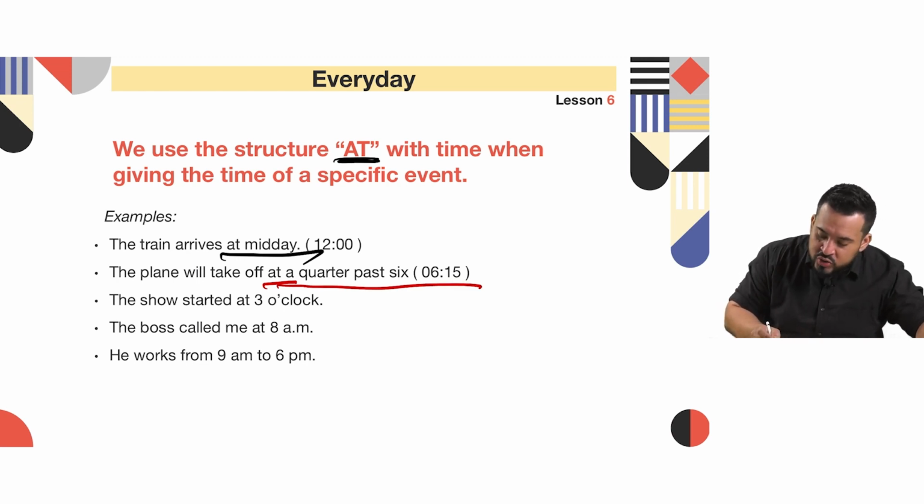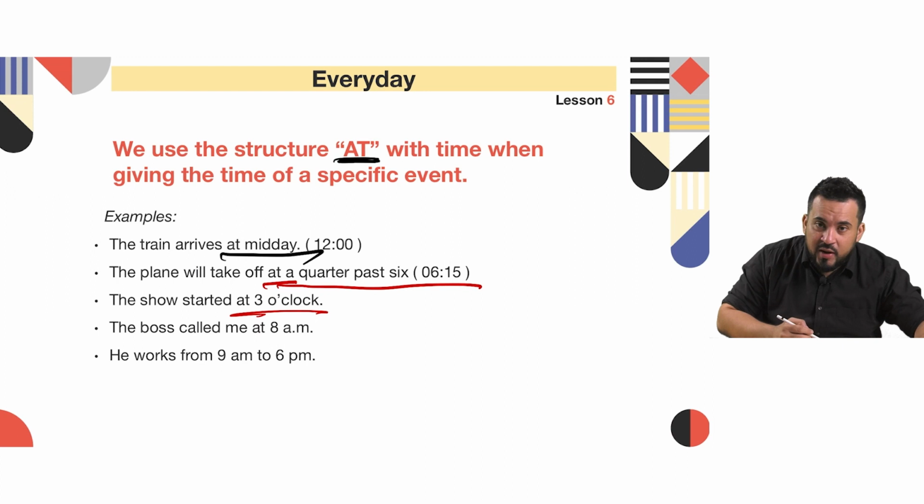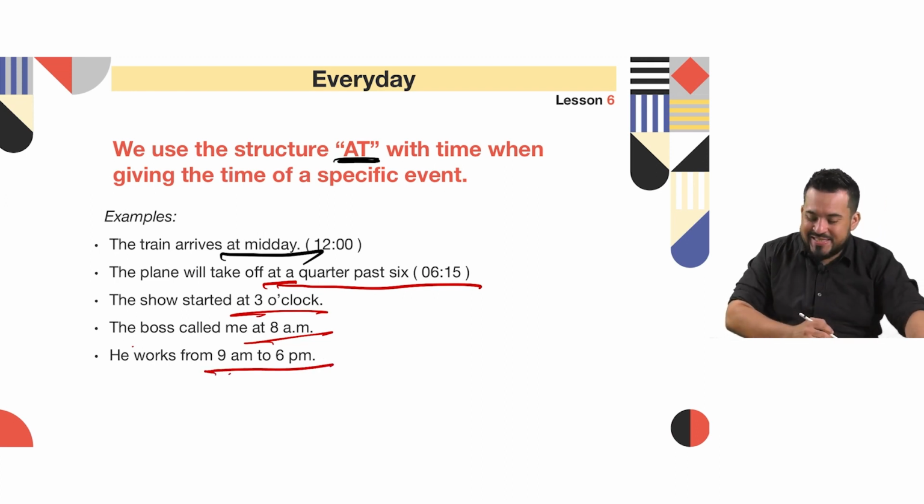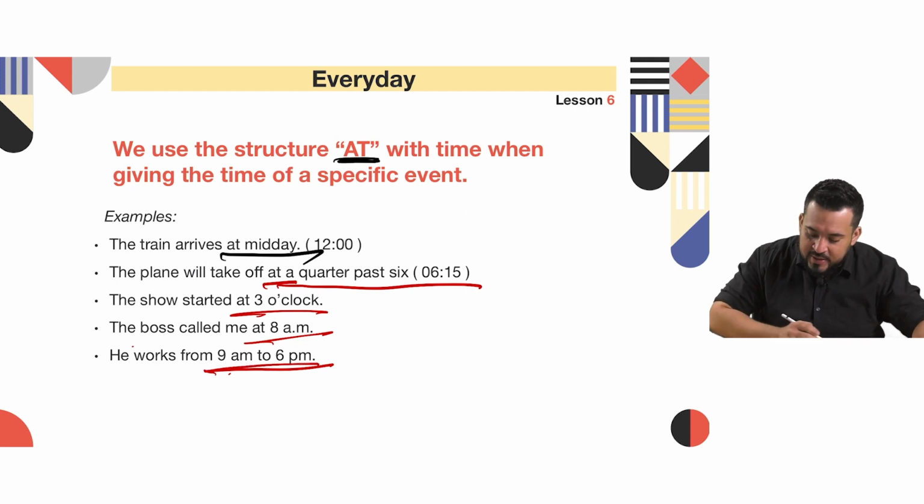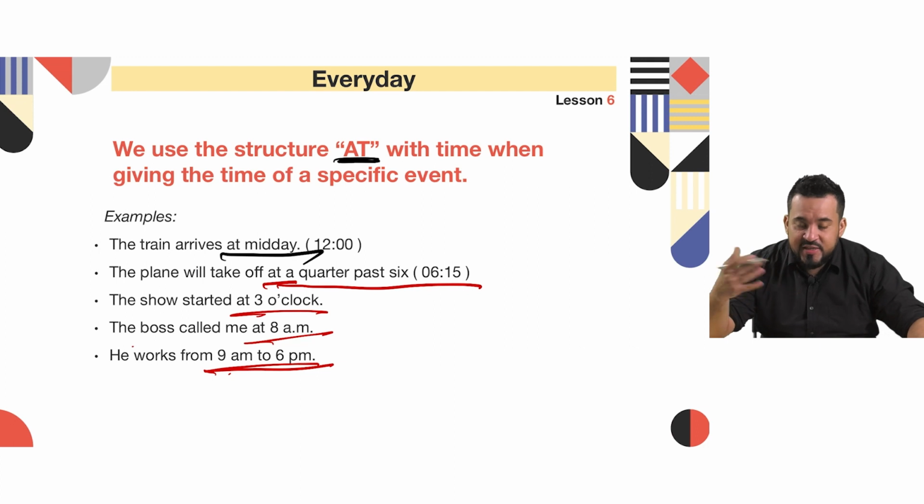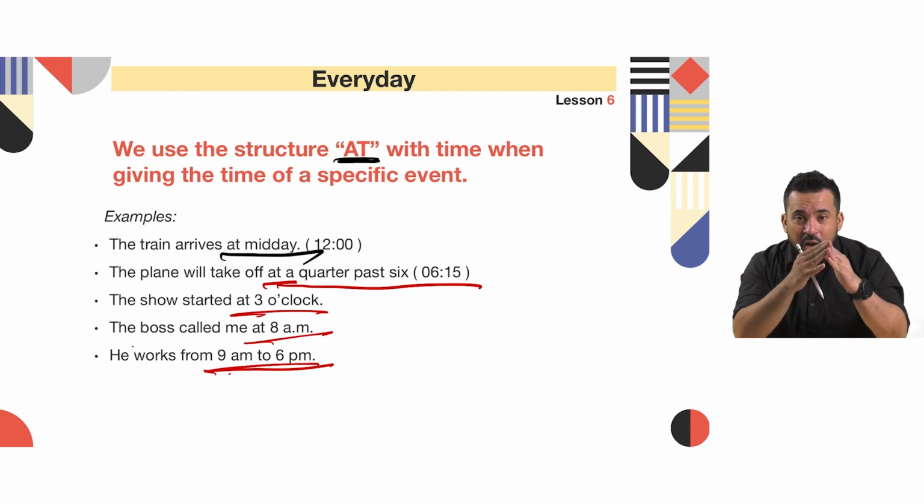The show started at 3 o'clock. The boss called me at 8 o'clock or 8 a.m. means in the morning. He works from 9 to 6. This is just work hours. That's why we don't use at, because we're not talking about 1 hour.